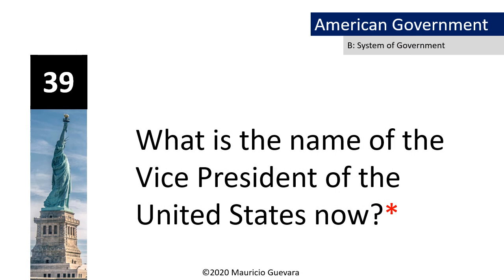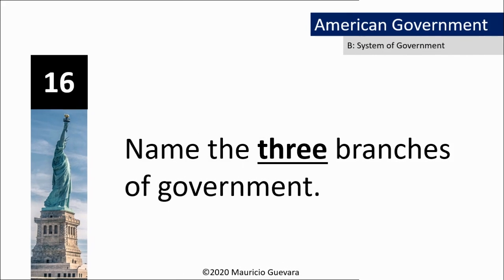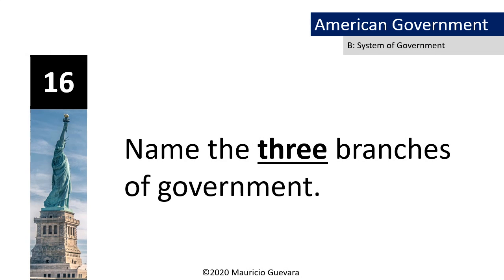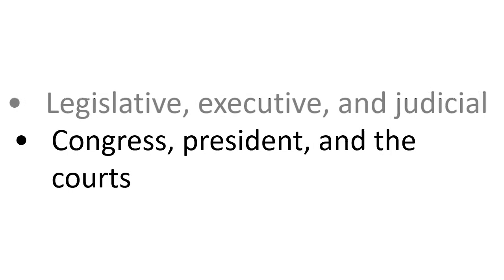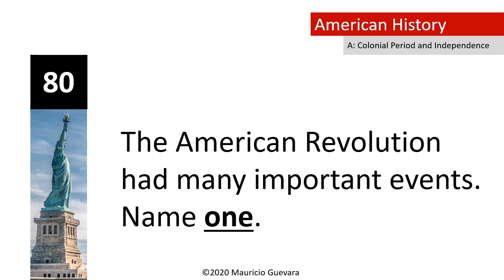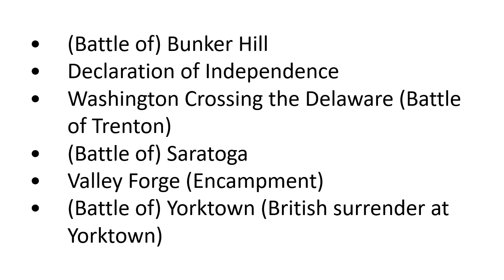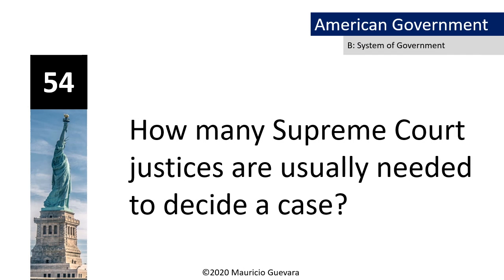What is the name of the Vice President of the United States now? Kamala Harris. Name the three branches of government. Legislative, executive, and judicial. The American Revolution had many important events. Name one. Declaration of Independence. How many Supreme Court justices are usually needed to decide a case? 5.